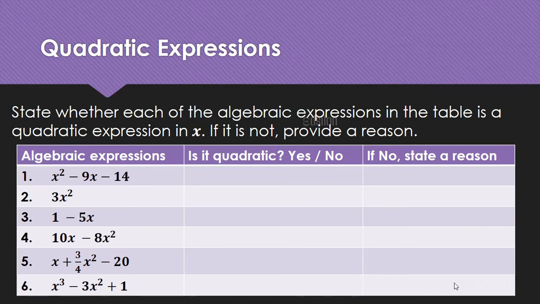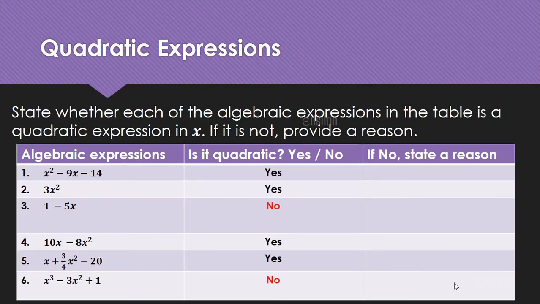Let's go over the answer. Expression 3 and expression 6 are not quadratic expressions in x. The others are. Why is expression 3 not a quadratic expression? The reason is the highest power of x is 1 and not 2. Or you can say that the expression is missing a term in x squared.